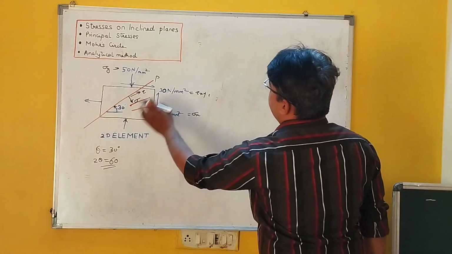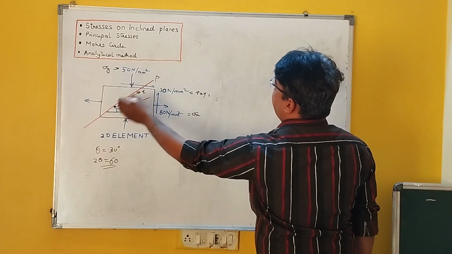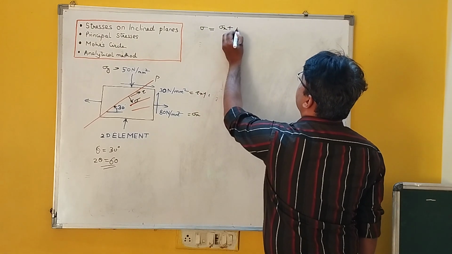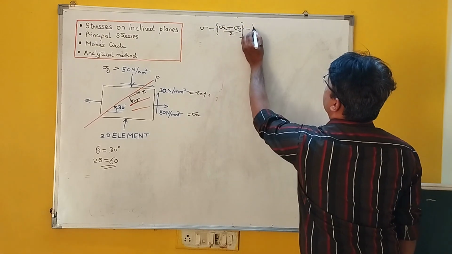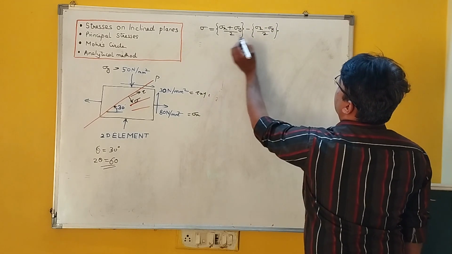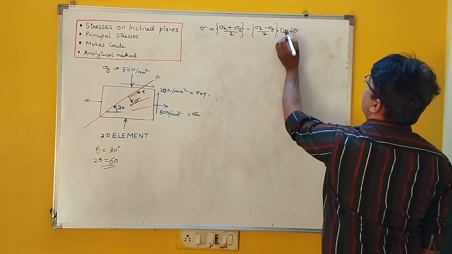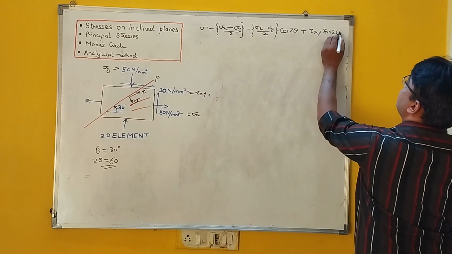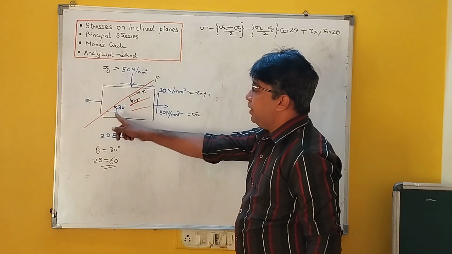So we have the formula first for this plane, for this plane inclined at an angle 30. So sigma is equal to (sigma x plus sigma y) by 2 minus (sigma x minus sigma y) by 2 times cos 2 theta plus tau xy sin 2 theta. This formula will give me the value of sigma at this plane.